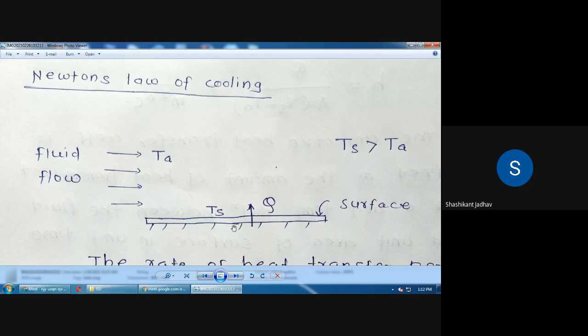So we are considering a plate having surface temperature Ts, and on that surface fluid flow takes place, having temperature that we consider as the ambient temperature, that is Ta. Because of that, heat transfer takes place from high temperature to low temperature. So Ts is greater than Ta, and heat transfer takes place. The direction of the heat transfer is given, that is Q. Q is nothing but the direction of the heat flow.